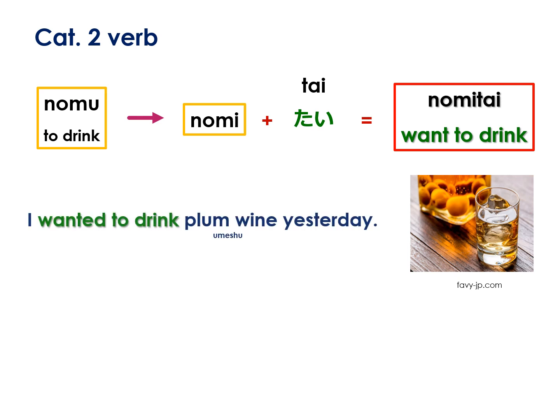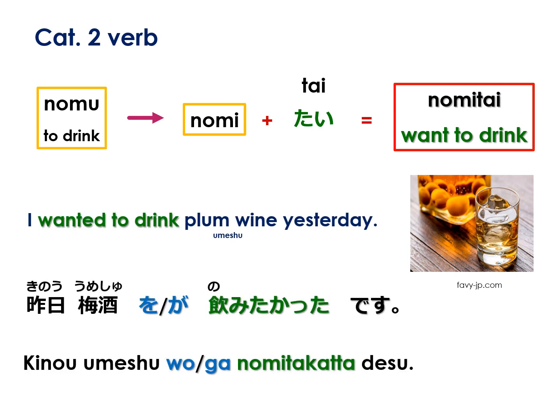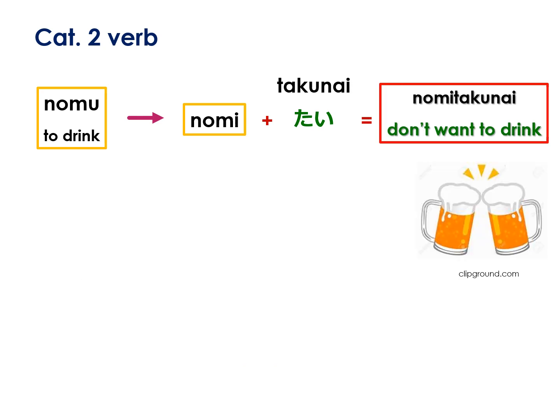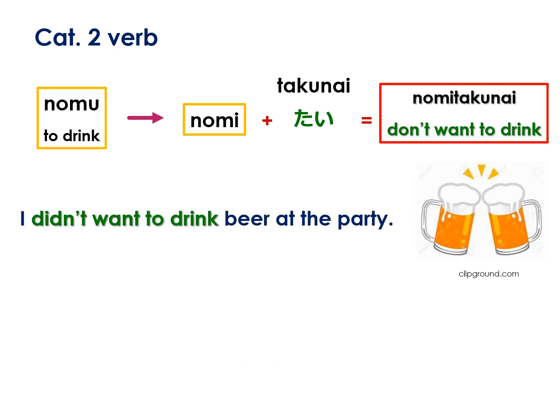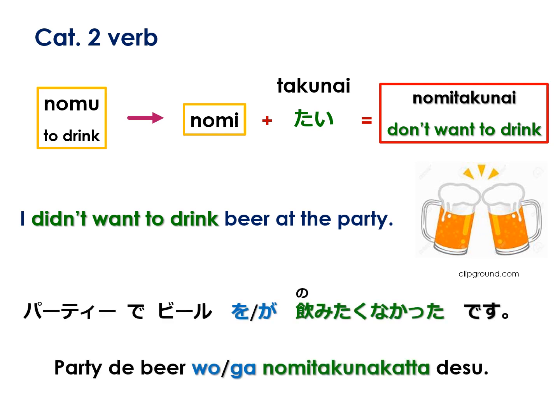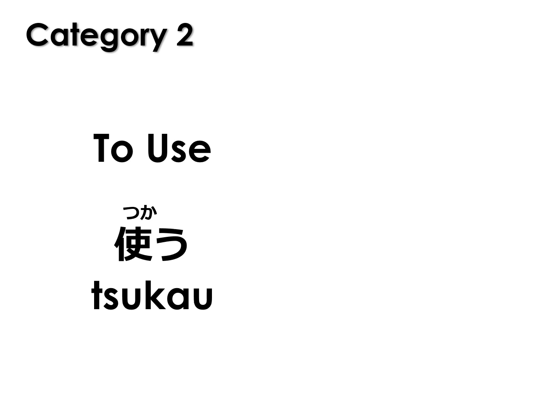To say, I wanted to drink plum wine yesterday, in Japanese, 昨日、梅酒を飲みたかったです or 昨日、梅酒が飲みたかったです。And to say, I didn't want to drink beer at the party, in Japanese, パーティーでビールを飲みたくなかったです or パーティーでビールが飲みたくなかったです。Let's look at some more examples.